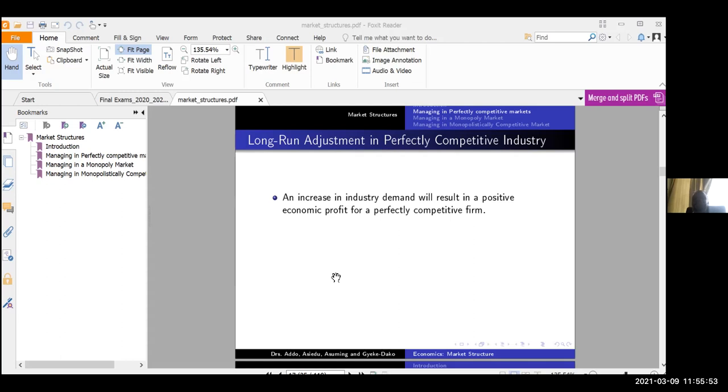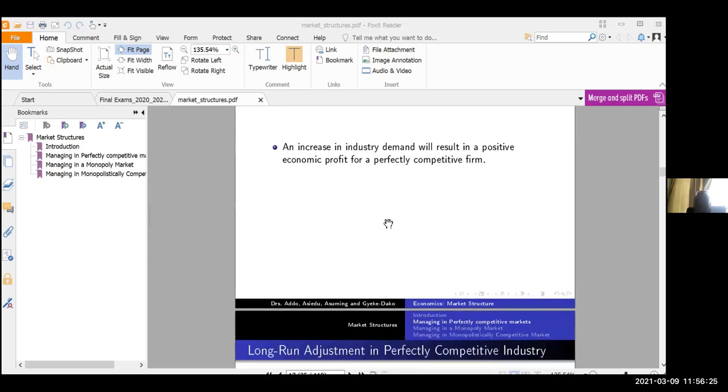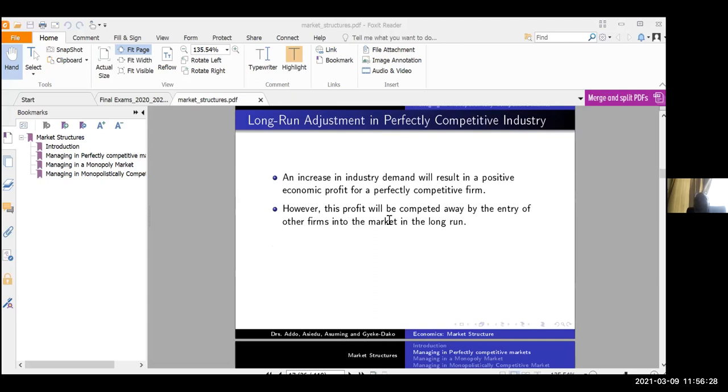An increase in industry demand will result in a positive economic profit for firms in a perfectly competitive market. If there is a demand shock, and we all want more pure water, we are all buying, the price for pure water will go up. Firms who invested in that business a long time ago will make a lot of money. But you have a friend producing pure water, and the guy is making a lot of money. The next moment, you also begin to set up this business.